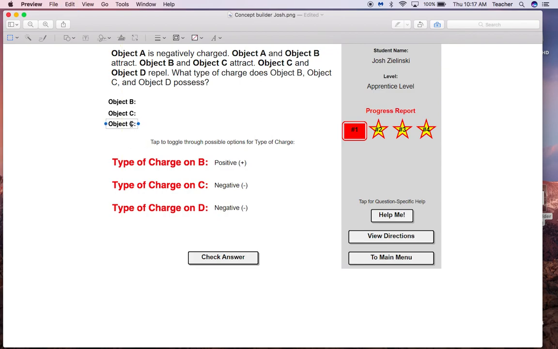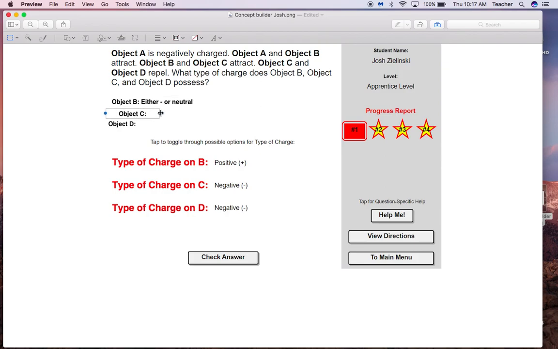Okay, so, it's annoying screwing up with this. Anyhow, if object B and object A attract, then B could be either negative or neutral, because either one of those would be attracting the object A.